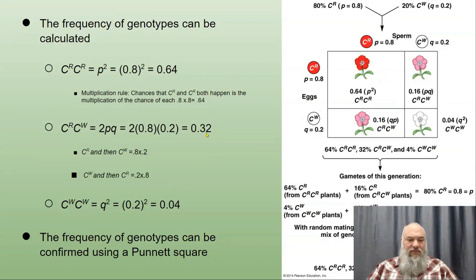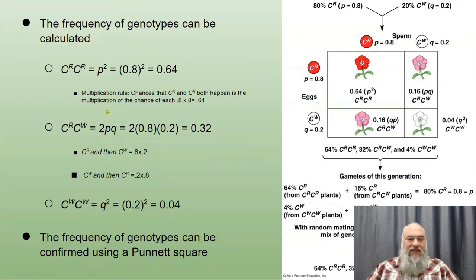Same thing down here. I'm going to skip all the way down to the W's. The chance of being homozygous W is Q squared, 0.2 squared, 0.04. And the one in the middle here, the heterozygous situation: what's the chance we're going to have a CR from the egg and then the sperm comes in with a CW? Well, that's 0.8 times 0.2. But we also have to add in the chance it went the other direction. What if it was a CW in the egg and then a CR in the sperm? We do the same thing, we just flip the numbers, but we still wind up with 0.8 times 0.2.